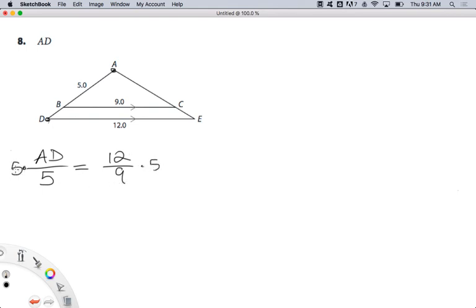So I have to stay consistent and then multiply by 5. And I get 6.6 repeating. And I'm done. Any questions on that?